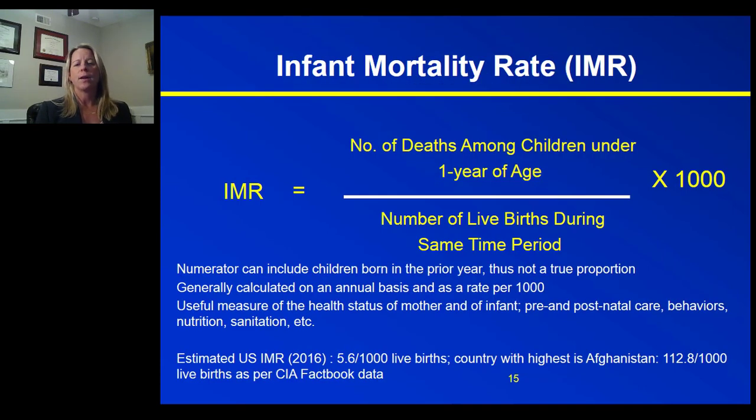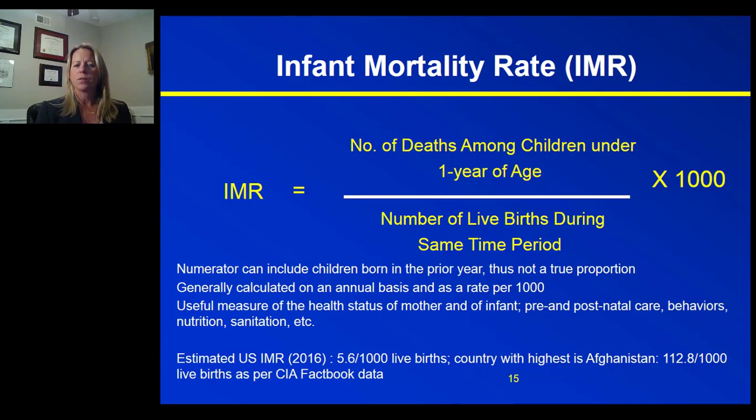And then finally, we have infant mortality rate, again, a very commonly used measure in global epidemiology. Here, we're looking at the number of deaths among all children under 1 year of age, or during the first year of life, divided by the number of live births during that same time period. Now, because the numerator can include children born in the prior year, this is not a true proportion per se. It is, as with the other measures, generally calculated on an annual basis.